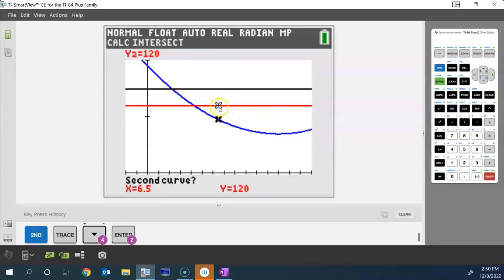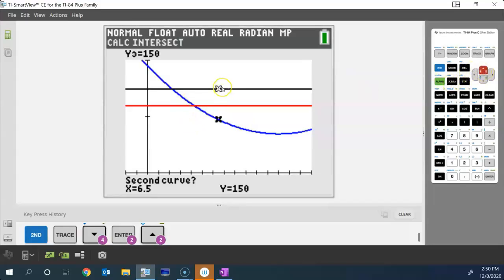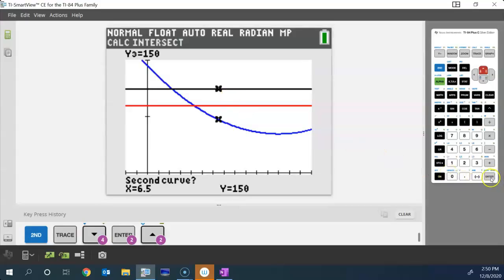And right now it's on the 120. I want to move it up till it's on the 150. So I just used my up arrow key to bump the cursor up to there. So that's the second curve I want it to look at, the red curve and the black curve. So I hit enter. Now I'm going to move my cursor where the intersection is, and I'm going to use that as my guess.